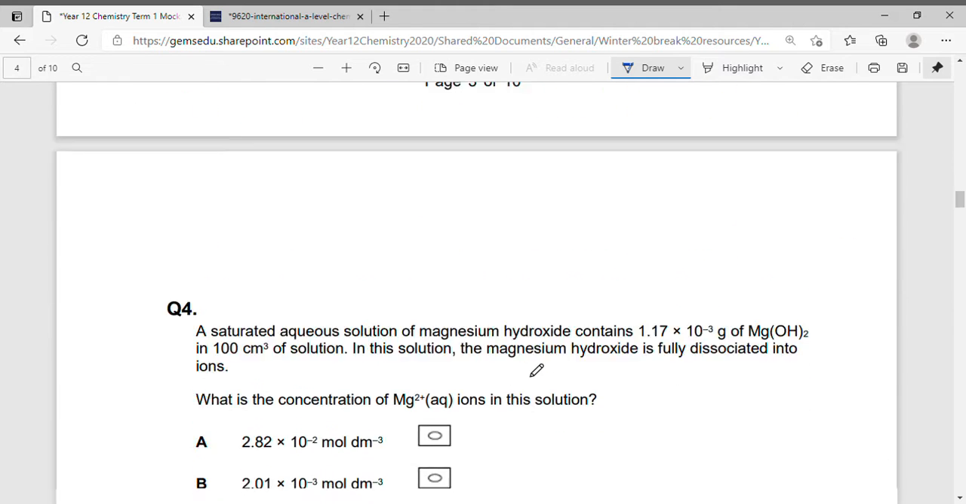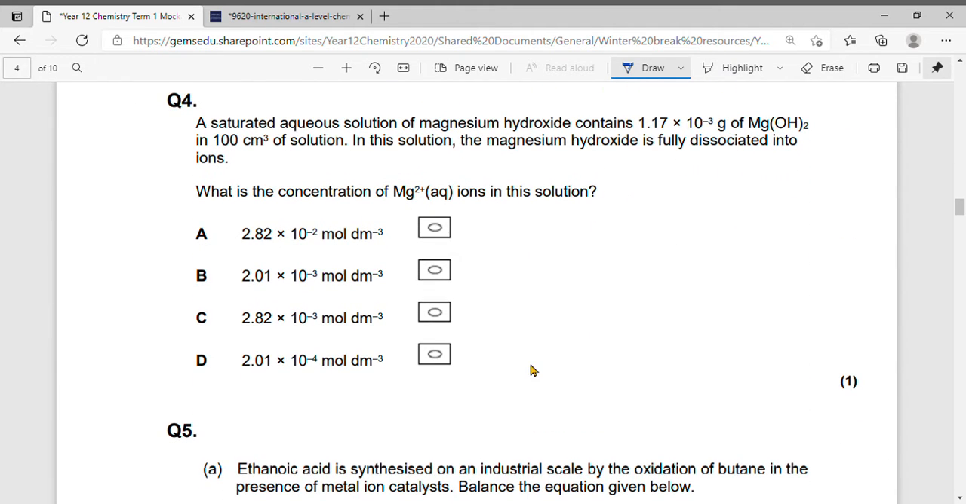Let's carry on. A saturated aqueous solution of magnesium hydroxide contains this much this. Okay, so we know that mass is 1.17 times 10 power 3 grams.